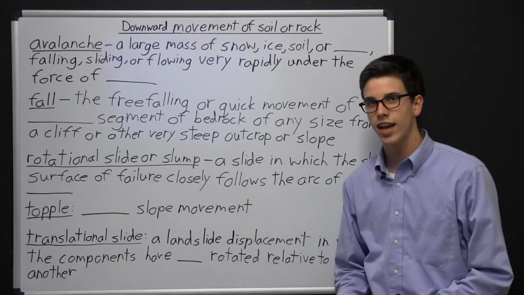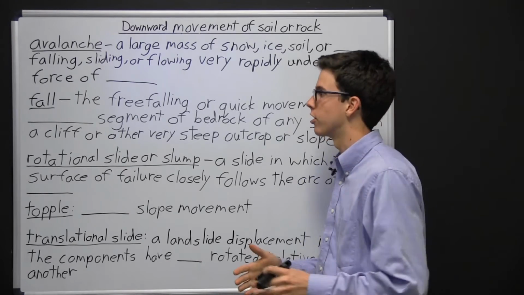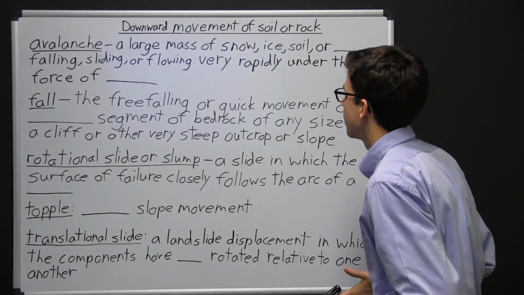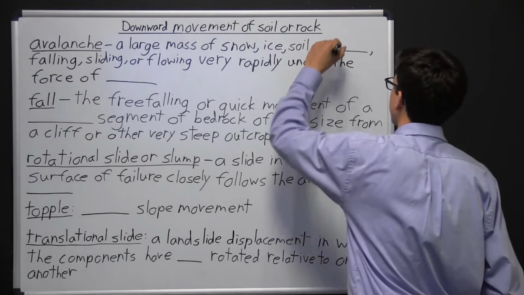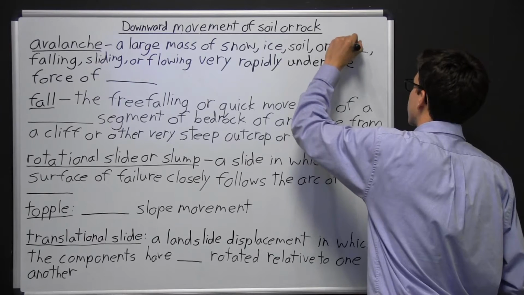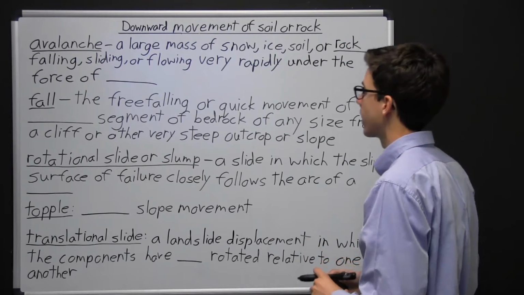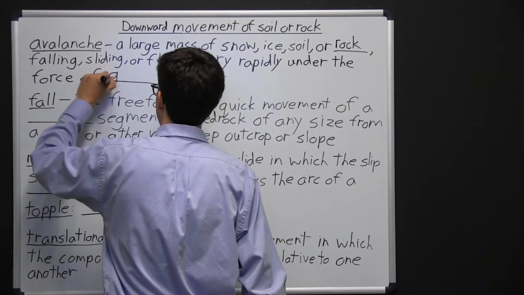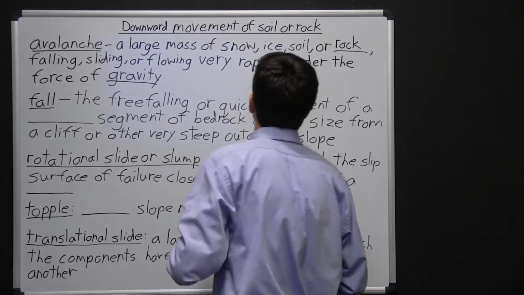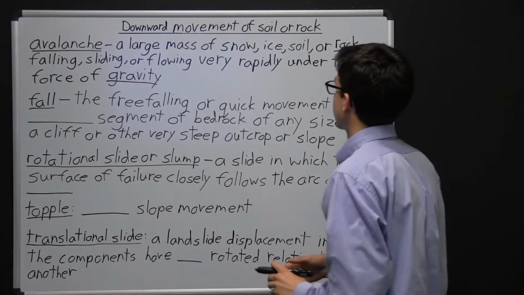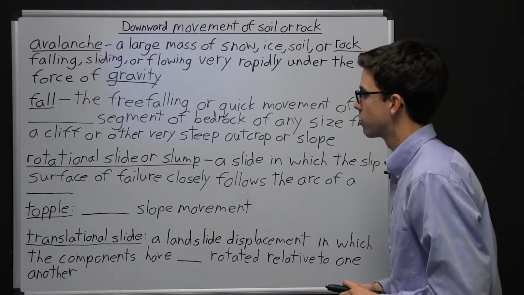We are going to take a look at 5 kinds of downward movement of soil or rock that can occur. First is the avalanche. This is a large mass of snow, ice, soil, or rock, or a mixture of some of those materials that is falling, sliding, or flowing very rapidly under the force of gravity. So I'm sure you're somewhat familiar with avalanches. But usually we think of an avalanche just pertaining to snow, but it could be with soil or rock or a combination of any of those.